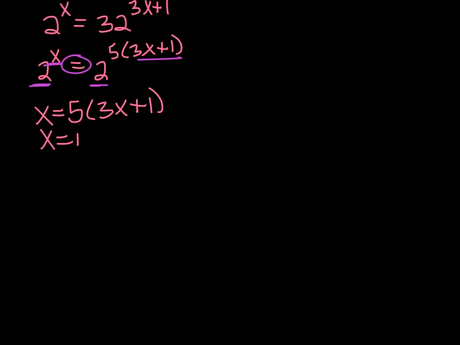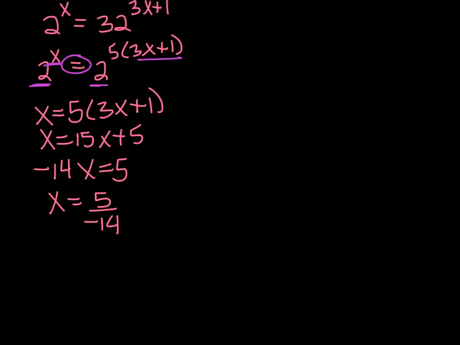X equals 15x plus 5. X minus 15x would be negative 14x equals 5. X equals 5 over negative 14. And then we need to just check it and see, can I plug 5 over negative 14 in for x here and here? And yes, I can, so it works just fine. That's our answer.